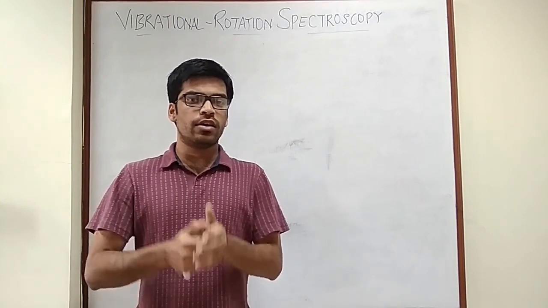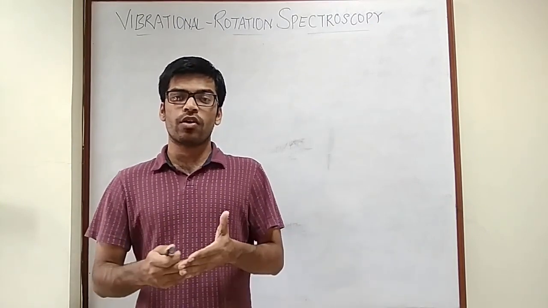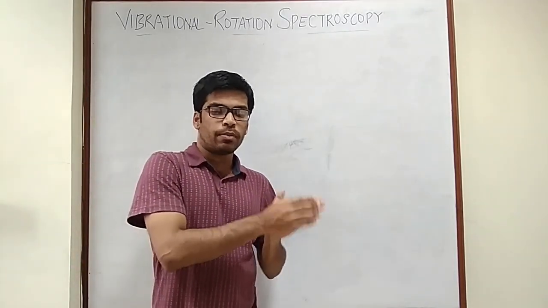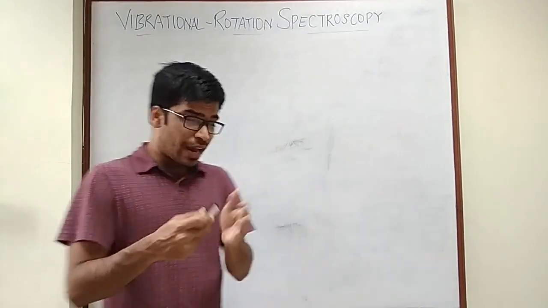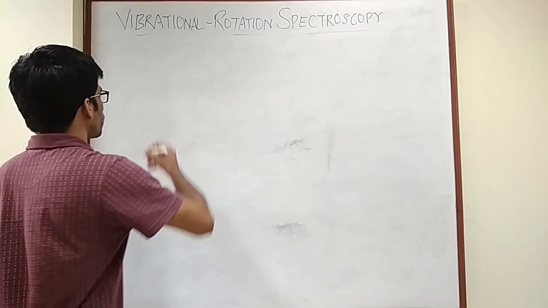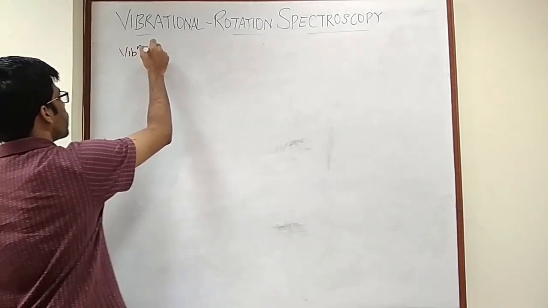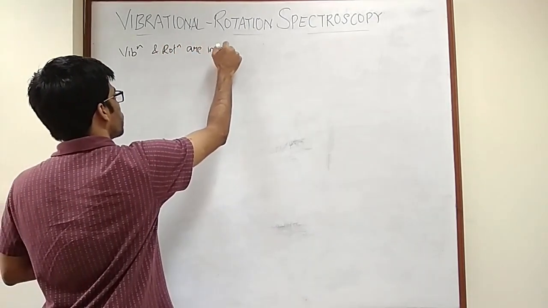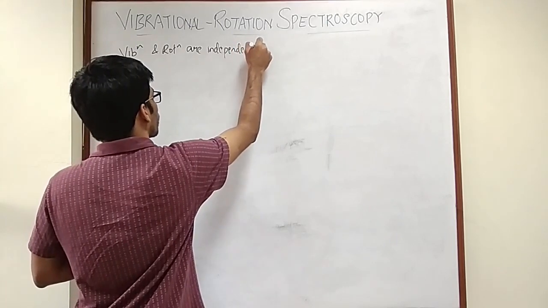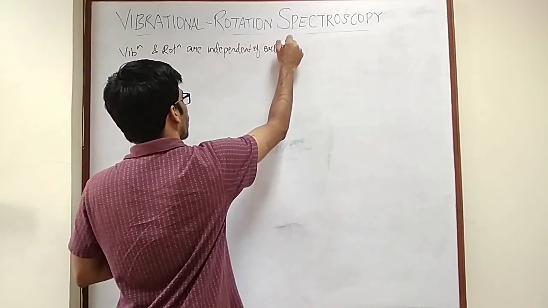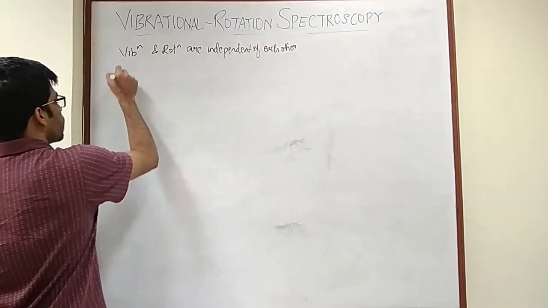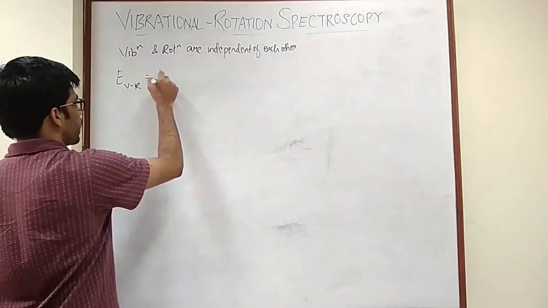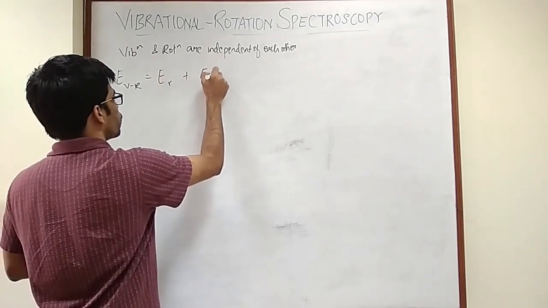In this lecture, we'll be discussing vibrational rotational spectroscopy, or the effect of vibrations in a rotating molecule. So far, we had considered rotational transitions to be independent and vibrational transitions to be independent. Now, let's say we are considering a situation wherein vibration and rotation are independent of each other. So that means the energy due to the vibration and rotations can be written as energy due to vibration plus energy due to rotation.